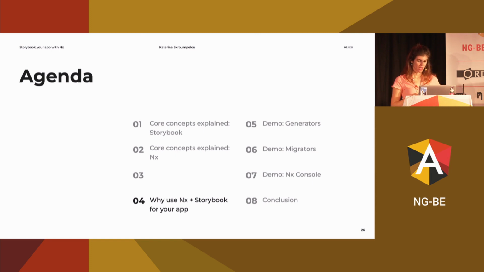Okay, all this is fine. Why should I combine the two tools? Why should I use NX in combination with Storybook for my application?